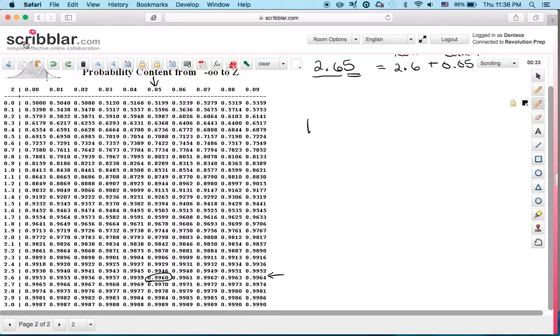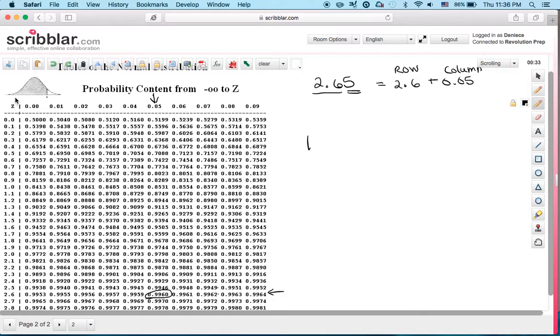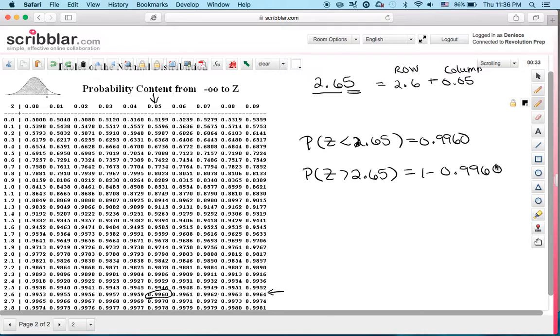This particular table, if you look at the top, you'll see that the area to the left of z is shaded. So what this table is telling me is that the probability that z is less than 2.65 is equal to 0.9960. But remember that we want the probability that z is greater than 2.65. Now what is that equal to? All we have to do is subtract 1 minus the area to the left, which will give us the area to the right.